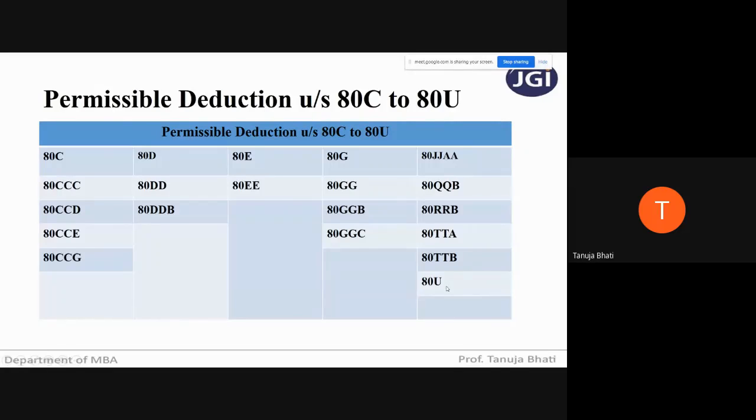80U is nothing but a deduction in case of a person with disability. So if he's severely disabled, he will get a deduction of 1,25,000. If he is not severely disabled, he will get a flat deduction of 75,000. So this way are the different permissible deductions under sections 80C to 80U.